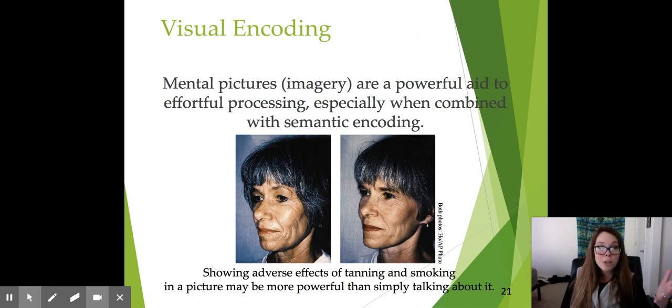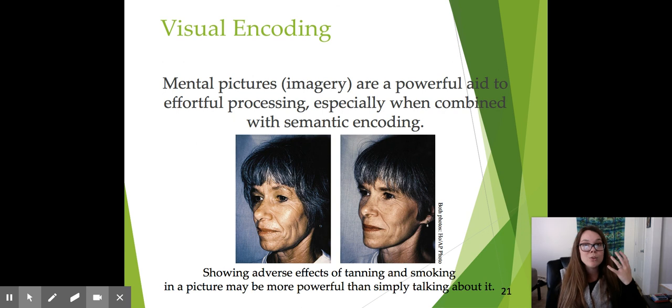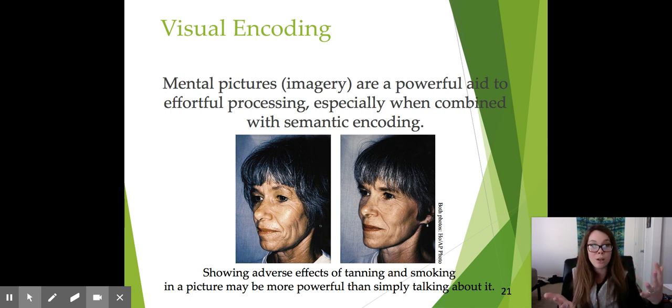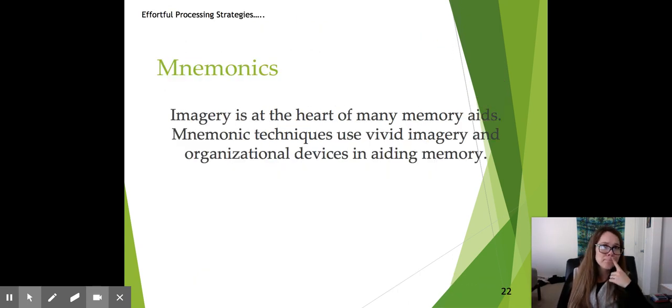We do visual encoding, where we use mental pictures of imagery that are a powerful aid to help us process. So for a lot of people who draw graphic organizers to process their information through visuals, this is all you. A lot of people love visual encoding, right? So showing the adverse effects of tanning and smoking in a picture may be more powerful than simply reading about it, right? So visual encoding has a big effect on us. That's why on my PowerPoints, I try to have a mixture of both, right? Even though in AP, we have a lot of words, my people, a lot of words.